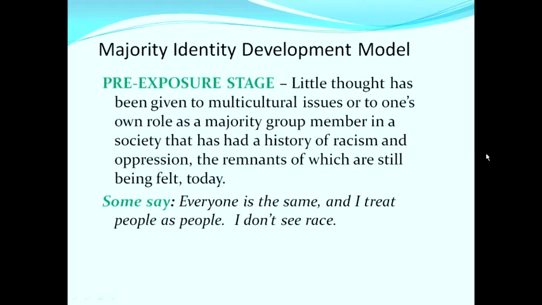A lot of times people say everyone is the same and I treat people as people. I don't see race. And I actually had a graduate student say to me, Jeff, I don't see you as Asian, I just see you as a person. And my response to that was, that's the equivalent of me saying, I don't see you as a woman, I see you as a person. Well, that doesn't make sense because being a woman was part of her identity. And so if I'm denying seeing an important aspect of her identity, why is she denying me seeing an important part of my identity?